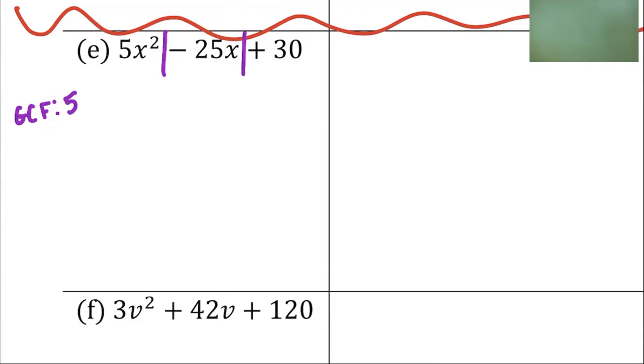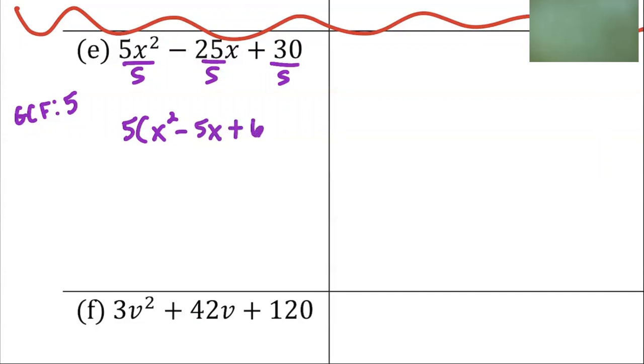So if we have a GCF other than 1, then our first step just has to be to go in and divide it out. The GCF always goes on the outside, and my leftovers are going to go back on the inside after we divide. 5 divided by 5 is 1, which you don't have to write if you don't want to. -25 divided by 5 is going to end up being a -5 here. And 30 divided by 5 is going to give me 6.